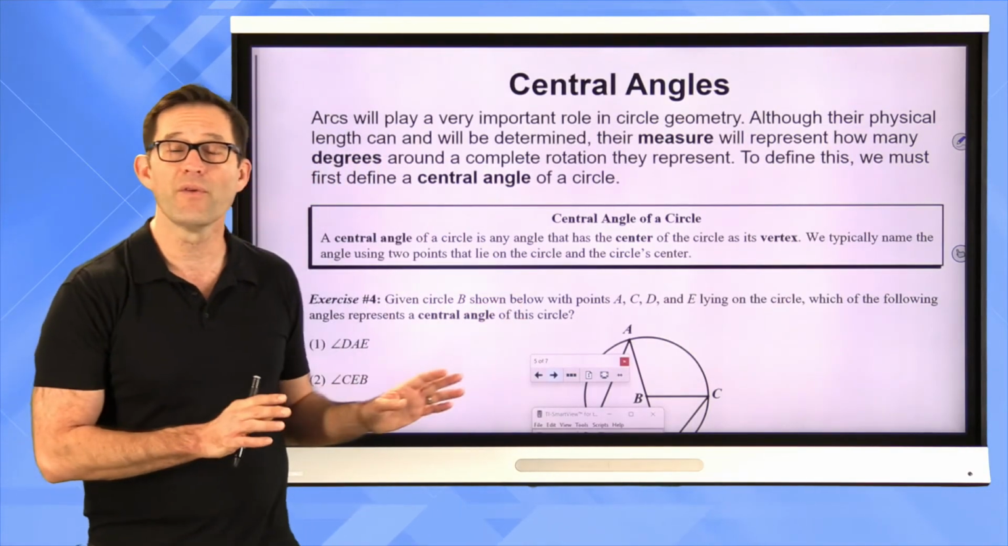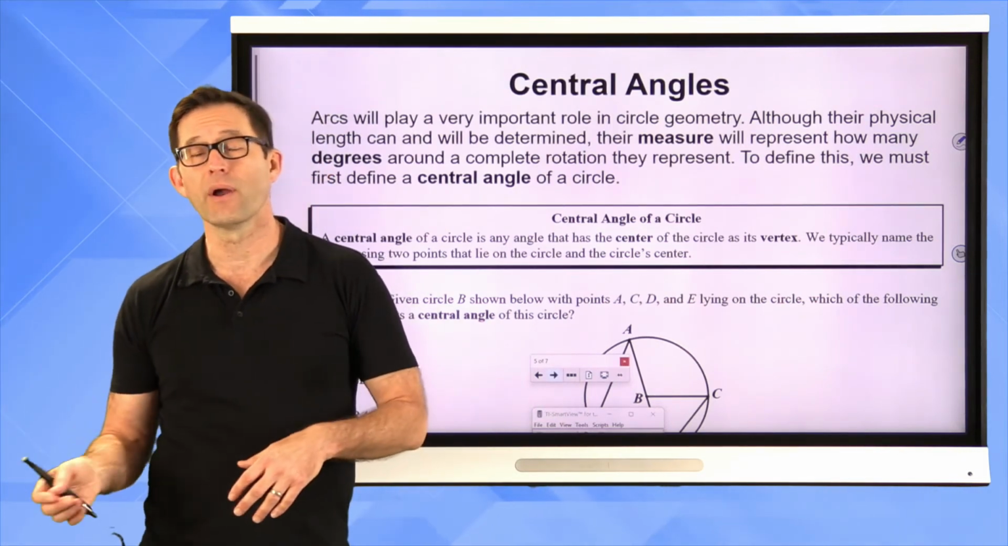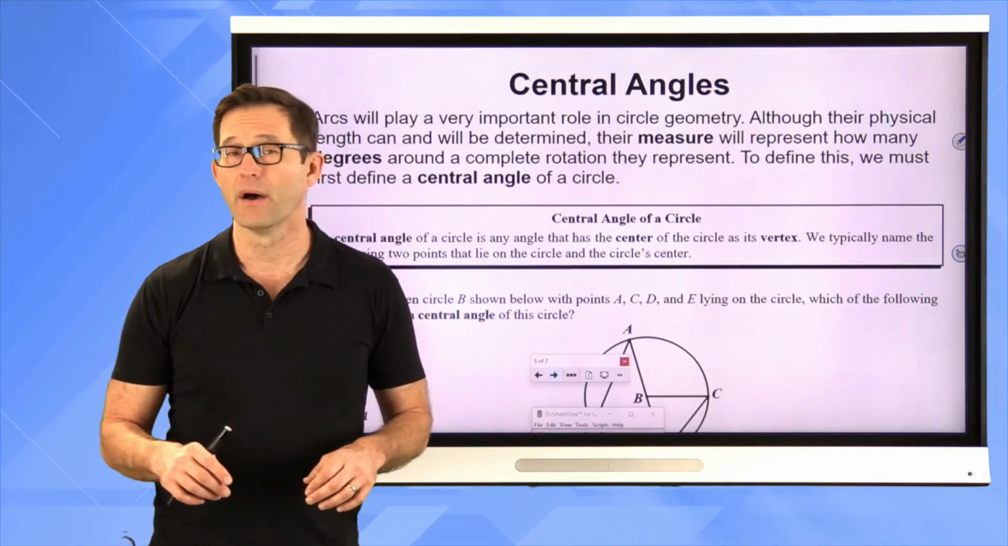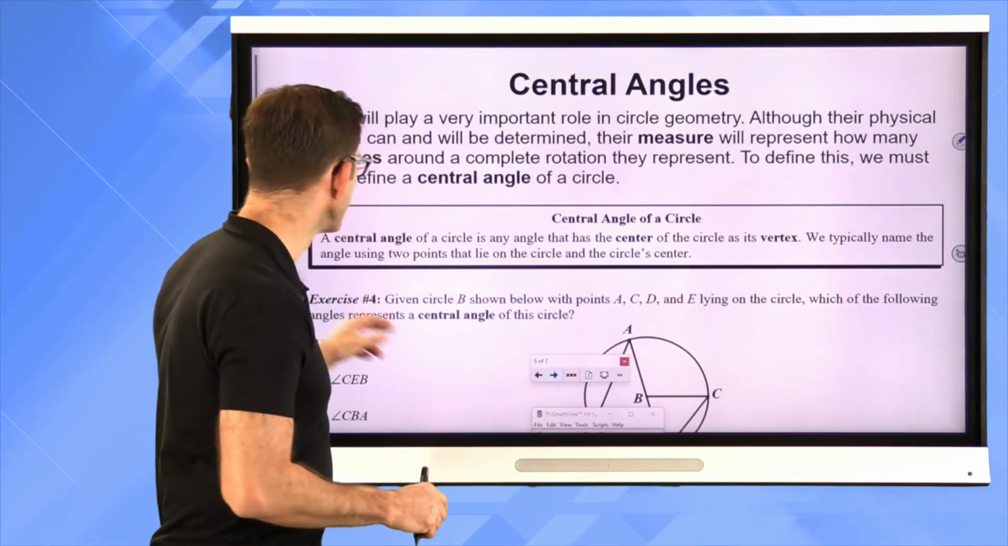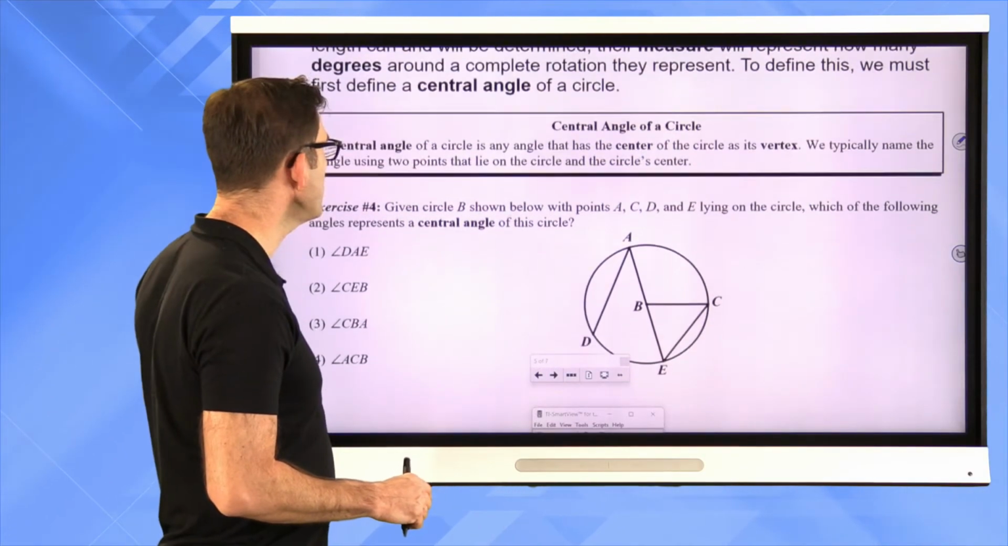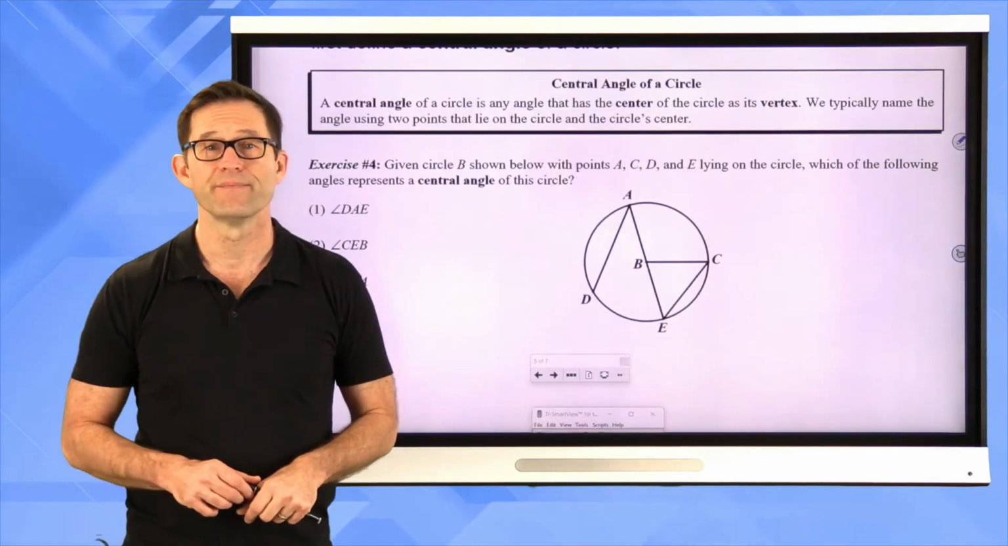So again, before we move on, when we measure arcs, we're going to measure them in terms of degrees. A 90-degree arc, a 120-degree arc, a 270-degree arc, okay? But how do we measure the degree measure of an arc? Well, we get into that by using central angles. So let's take a look at what a central angle is.